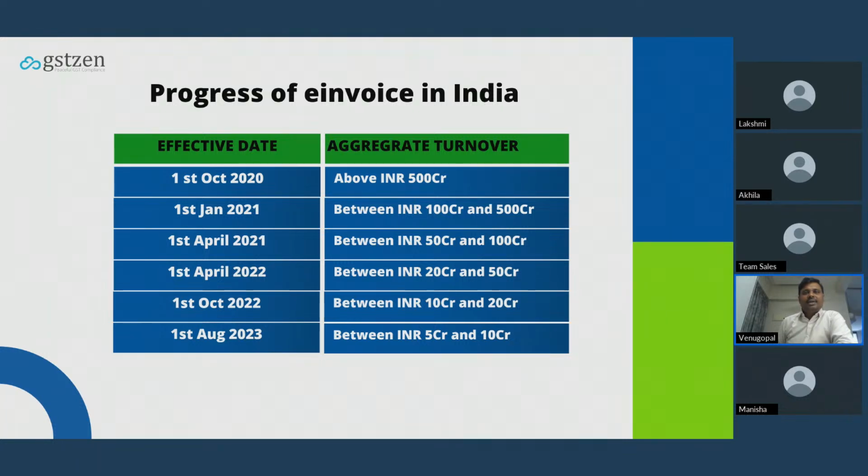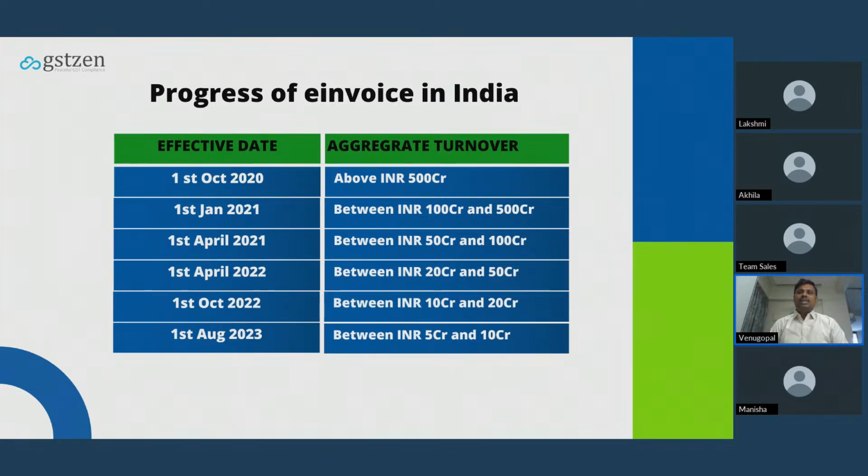Slowly, they have increased the number of people who joined. So they said 100 crores and above, then moved to 50 crores, 20 crores, 10 crores, now 5 crores and above, effective 1st August 2023. They had a plan of having everyone under the e-invoice system from 1st April 2025. However, with IMS and other things being put in place, not sure to what extent that would come in, but 5 crores and above is a decent number.